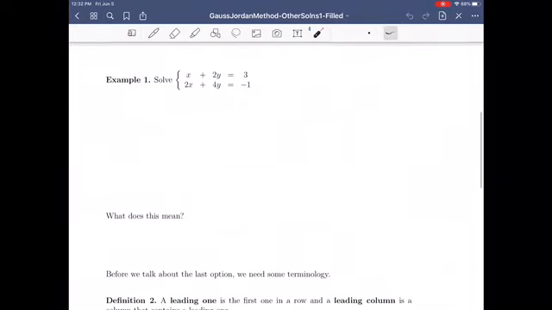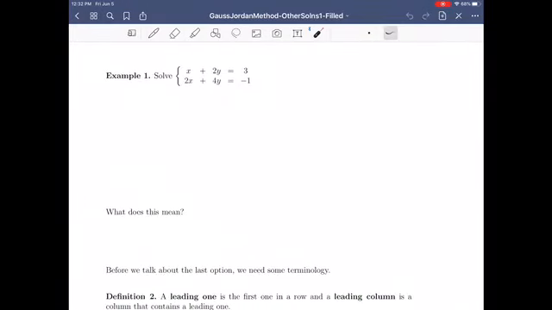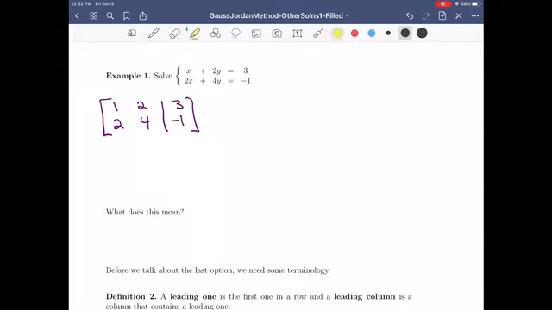This is a nice and short one. We want to solve this system. Again, the first thing we do is put it into a matrix. Our first row is going to be 1, 2, my vertical line, and then a 3. My second row is 2, 4, -1. Following the procedure, I start in the row 1, column 1 entry and pivot around it. It's already a 1, so what I want to do is make this 2 a 0.